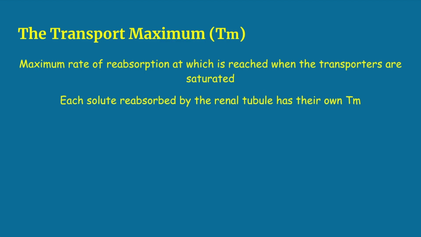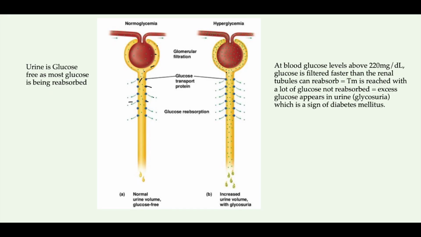Now let's talk about the transport maximum for reabsorption. The transport maximum is the maximum rate of reabsorption at which the transporters are saturated or full. Each solute reabsorbed by the renal tubule has its own transport maximum. To understand the transport maximum, let's move over to the whiteboard. Alright, so we want to understand the transport maximum. Well, to understand it, let's talk about glucose.